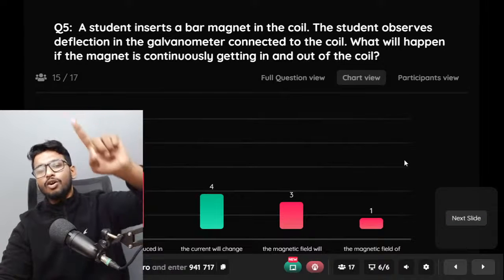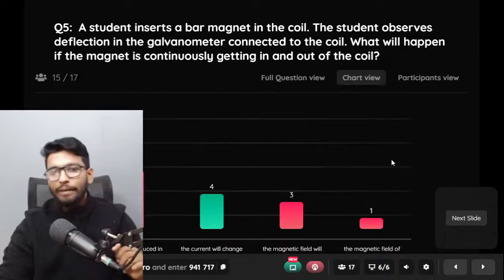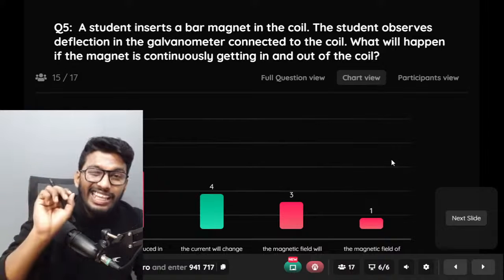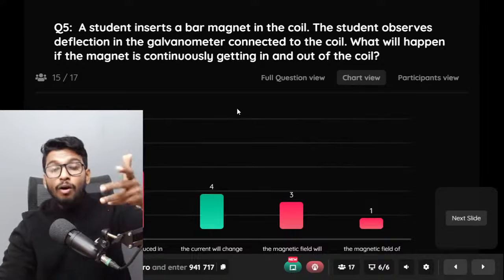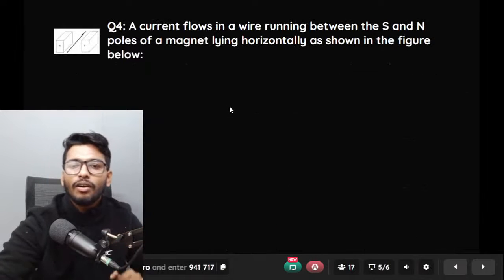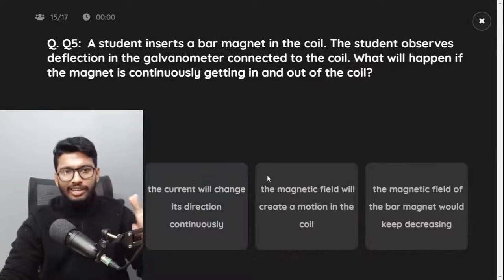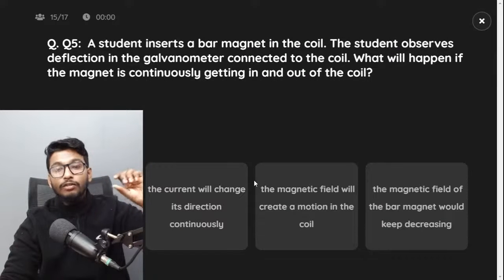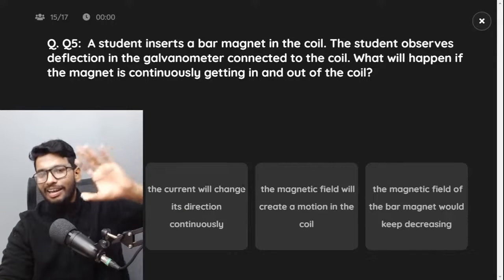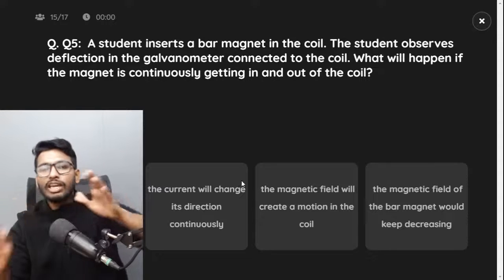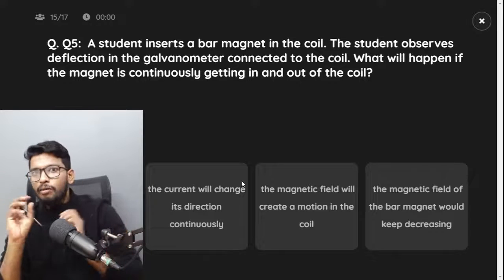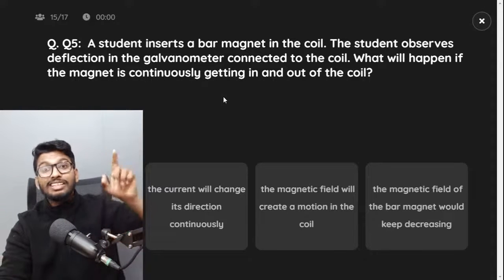But the answer to this question is option number B, guys. I'll tell you why. If the person is moving the magnet with the same speed, then the amount of current induced will not change. Why? Because the amount of current induced will increase only if you increase the speed, or the number of turns, or the strength of the magnetic field. You're not changing any of these. You're keeping all of that constant. That is why I told you to imagine that the speed is constant. In that case, the amount of current induced will be the same. But the direction would change.